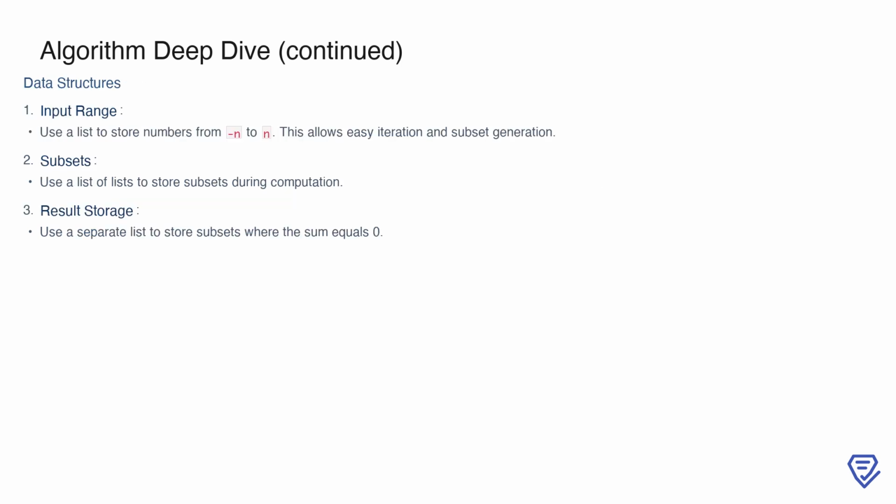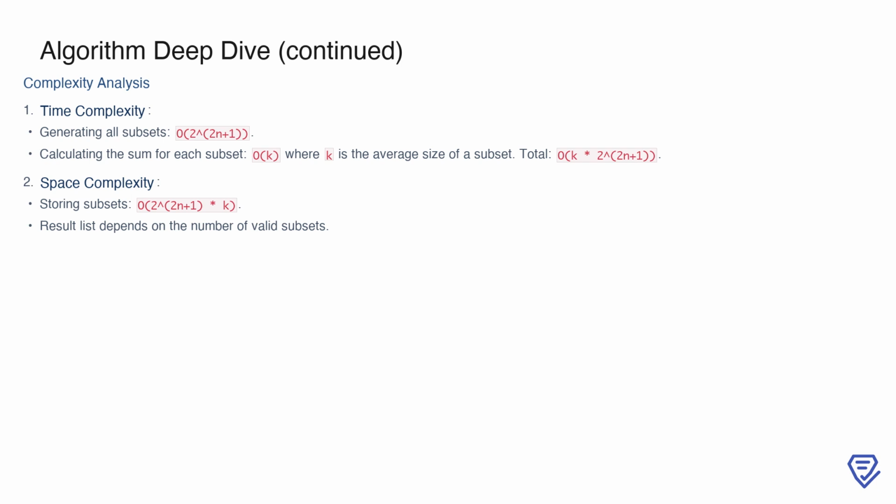To implement this algorithm, we rely on a few key data structures. First, the input range from -n to n is stored in a list, which allows for straightforward iteration and easy generation of subsets. Next, subsets are represented as a list of lists during computation. Each subset is stored as a list of integers, and all subsets are collected into a larger list. Finally, we use a separate list to store the subsets that meet the condition of having a sum of 0. These data structures are simple yet effective, enabling us to efficiently generate, process, and store the subsets that satisfy the problem's requirements. Analyzing the complexity of this algorithm reveals the trade-offs involved in generating all subsets.